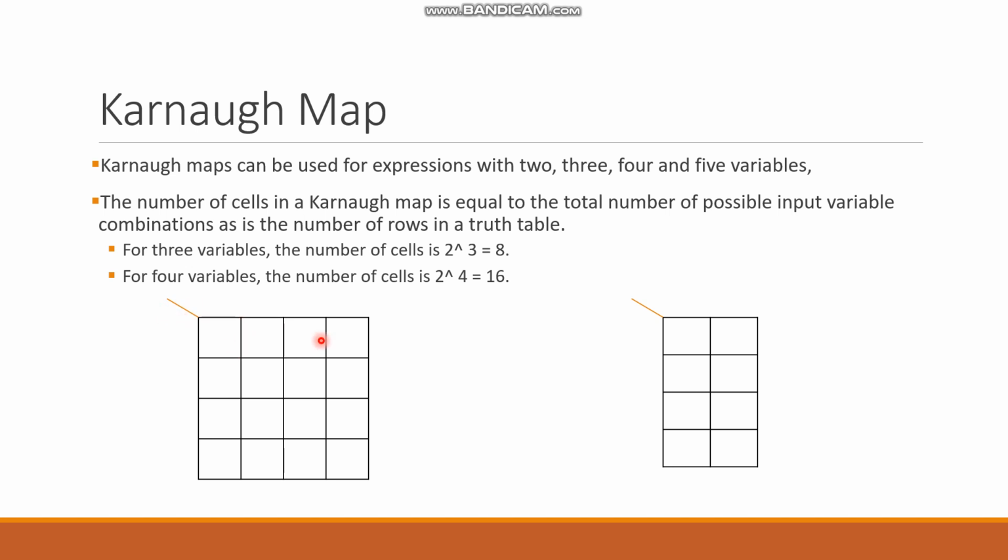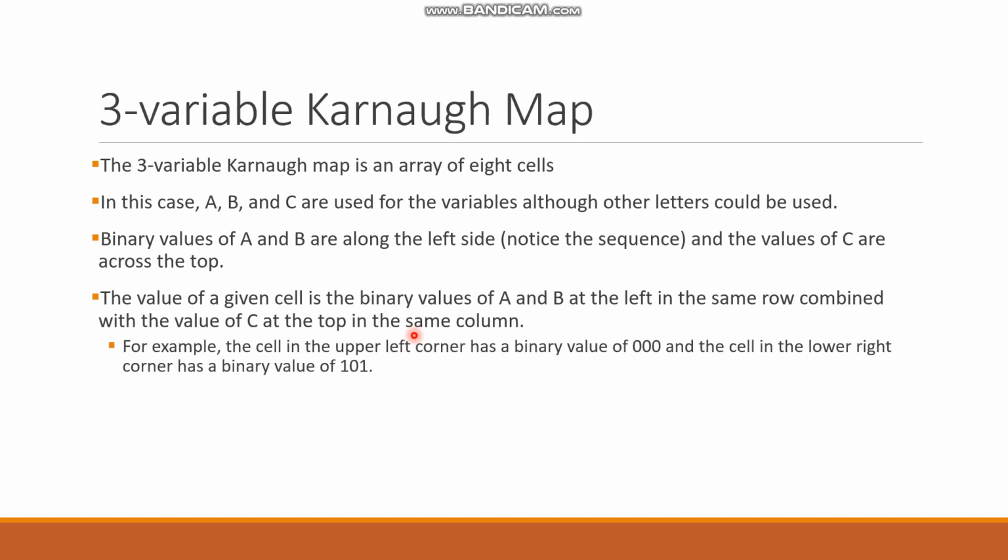Just know that a Karnaugh map is an array of cells, and each cell is going to have a value of 0 or 1. The number of cells is going to be 2 to the power of the number of inputs. If you have 3 inputs, it is 2 to the power 3, which is 8 cells. If you have 4 inputs, it's 2 to the power 4, which is 16: 4, 8, 12, 16. This is how you can find out how many cells we have in each Karnaugh map. So for a 3-variable Karnaugh map, you will have 8 cells.